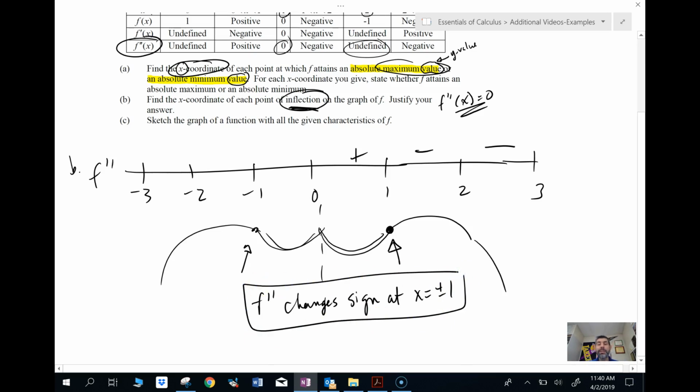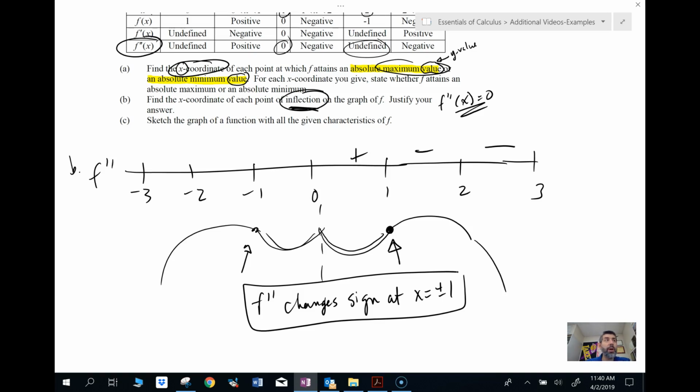Okay, we have to tell them why it's an inflection point. So when we justify our answer, we can't use just the number line to justify it. We actually have to say f double prime changes sign. That tells us that we understand the calculus of why things are inflection points.